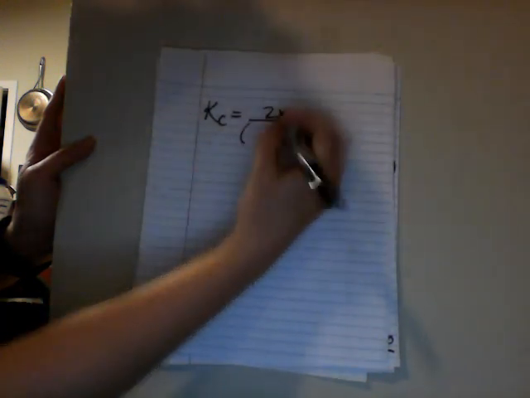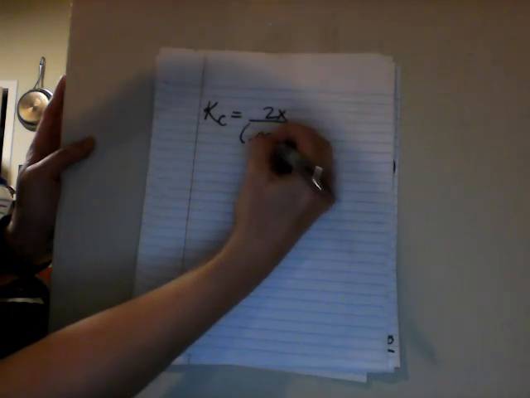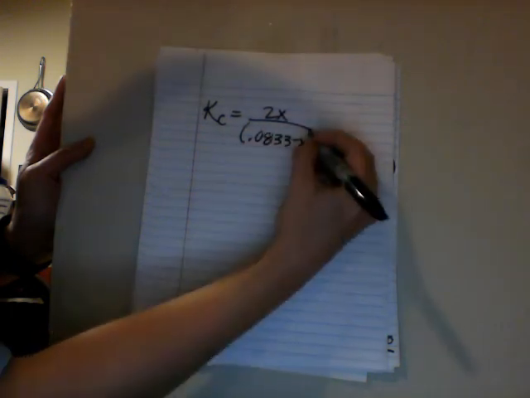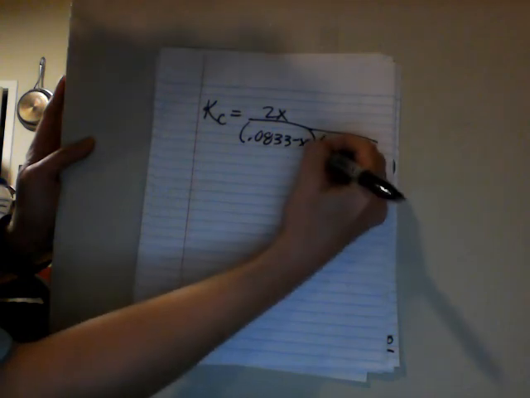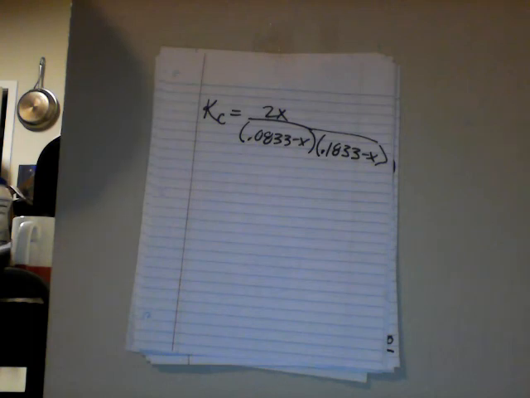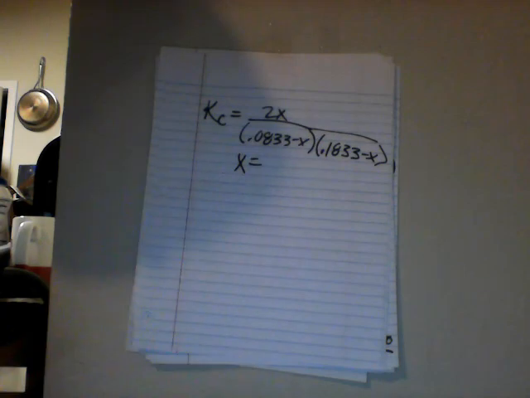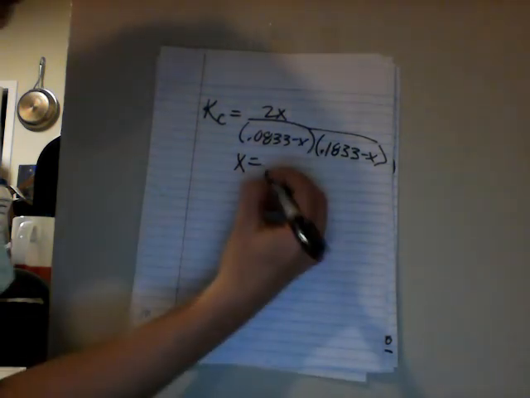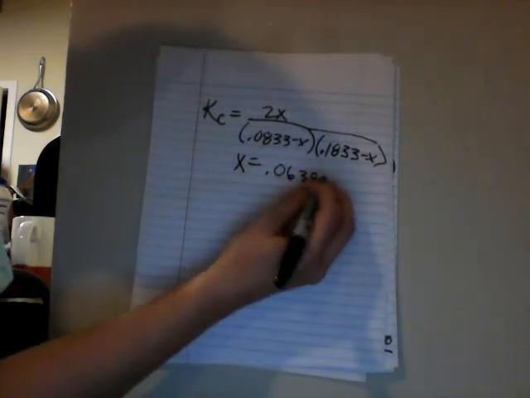So, that's going to be, so again, we have our products minus our reactants. So that's going to be the 2x, 0.0833 minus x, and then 0.1833 minus x. So my x values are going to be plugged directly into there. Everywhere you see an x, you're going to plug in that 0.06385.